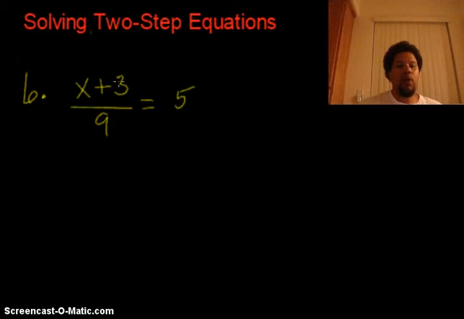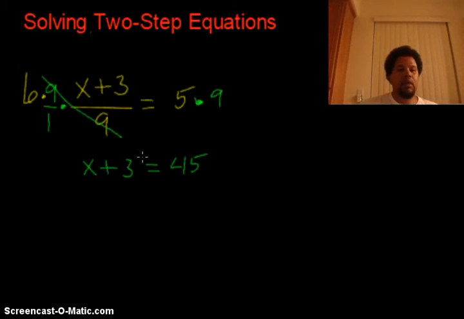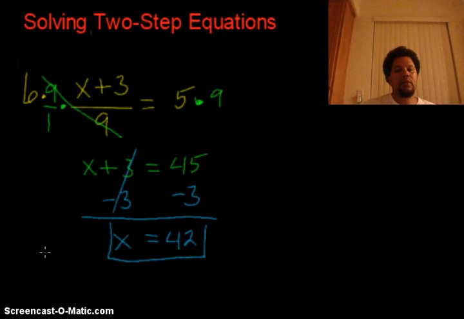This last example looks quite different from all the other examples, but it's still a two-step equation. Why? Because we have two operations: addition of 3 and division by 9. This time, instead of trying to eliminate the constant of 3, since it's grouped together with this x because of this big fraction bar, we are going to eliminate the division by 9 first. So we're going to multiply both sides by 9. Now we're going to subtract 3 from both sides, since that's the inverse of addition of 3. So x equals 42. And that's it.